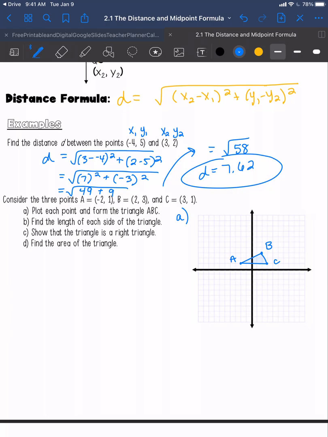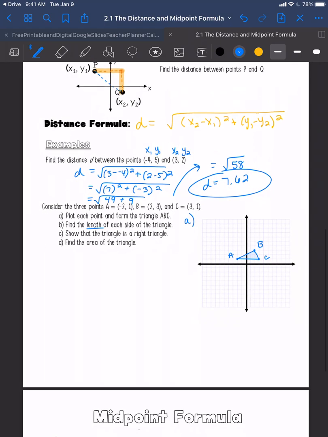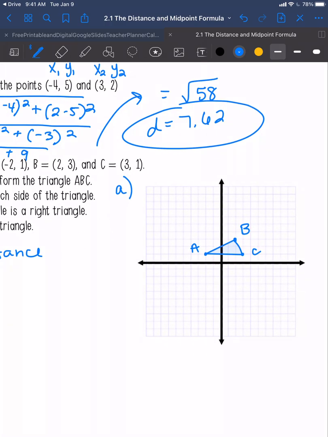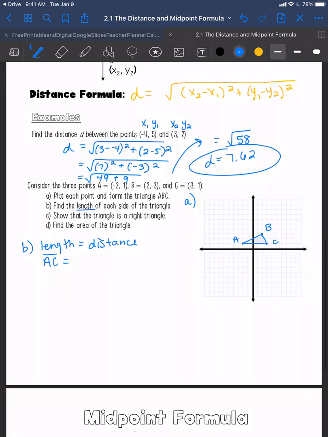Part B, find the length of each side of the triangle. So here it's important to know that length is the same thing as distance. They have the same meaning. So we're finding the length of each side of the triangle. So we need to find AB, side BC, and side AC. I'm going to start with side AC because it's the easiest, because it's a horizontal line. So the length of AC, segment AC, we can just really count. So from A to C, it's 1, 2, 3, 4, 5 units long. And that's all we have to do for that one.